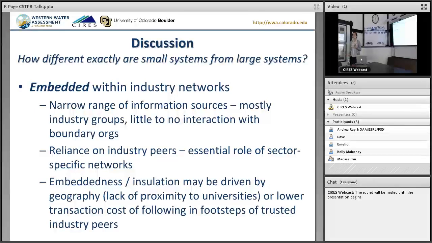And in terms of understanding why this is the case, probably part of it is that they're on the Western Slope, they're far away from CU, from CSU, from these universities that have a lot of these ongoing activities. But also probably more important is that there's a lower transaction cost for them in terms of following in the footsteps of people they really trust, people they know who have the capacity to be engaging directly with these information producers. It's easier for them to just go through them and take what they have to say at face value and trust that they're doing the hard work to integrate that information and translate it into their local context.